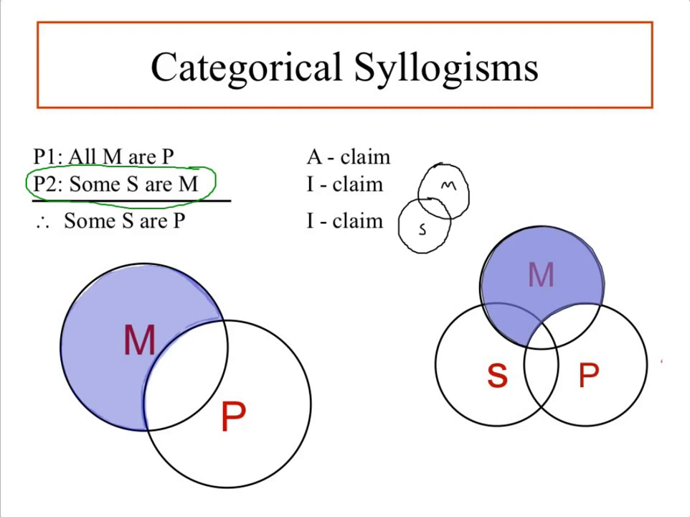I've reproduced the second premise, which is an I claim here, as a standalone Venn diagram. We know that the claim some S are M means at least one member of the S class is in the M class, and we indicate that by marking an X here in this region that I'm highlighting in green. So what we want to do is accurately reproduce that in the big Venn diagram here. So we can see that we're dealing with these 2 categories and that X has to go in that green region there, the area that's highlighted green.